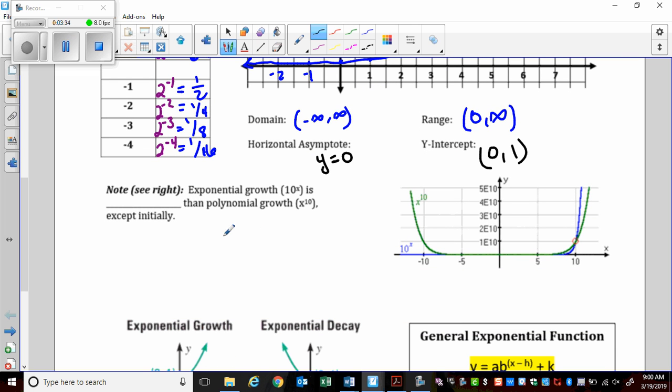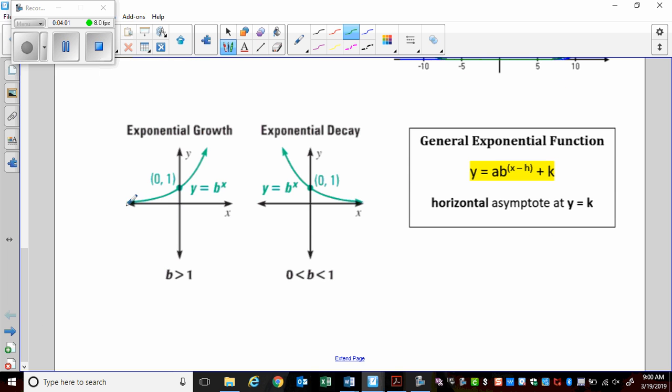It says exponential growth, 10 to the x, is faster growing than the polynomial x to the 10. So exponential always grows quicker. So the blue one is probably going to be the 10 to the x. And then the green one is x to the 10.